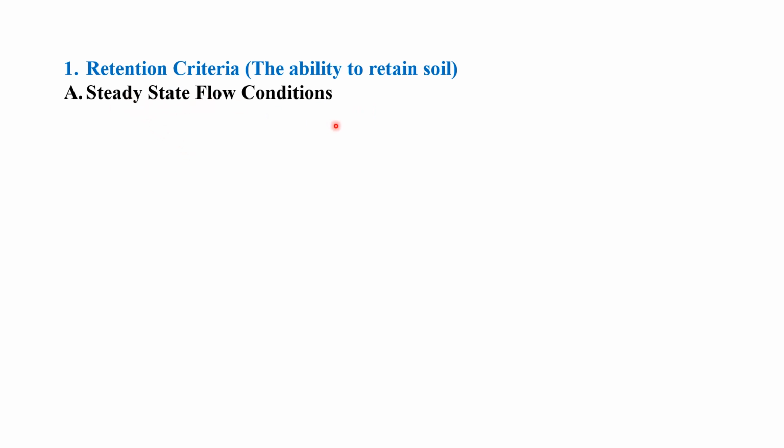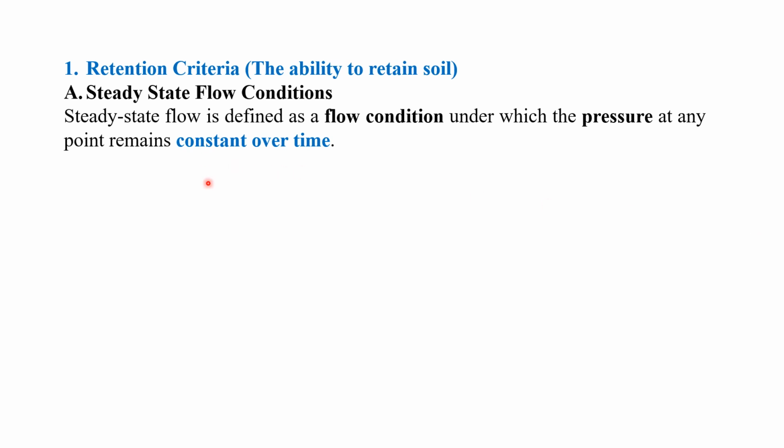One is called the steady state flow condition. What is a steady state flow condition? It is defined as the flow condition under which the pressure at any point remains constant over time at the time of filtration. Pressure remains constant over time. It is not going to fluctuate. Whereas in the case of dynamic flow conditions, the pressure may fluctuate, so fluctuation will take place in the case of dynamic flow.